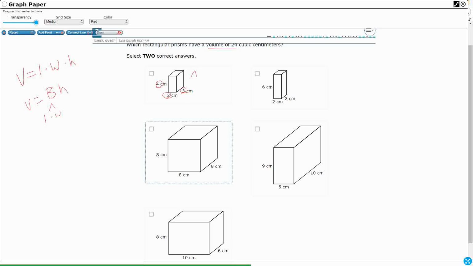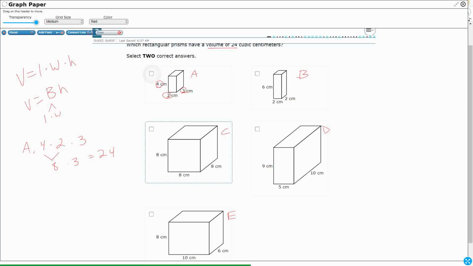All right, so length times width times height means that we just need to multiply. So let's just label this A, B, C, D, and E, and let's get to multiplying. We're looking for two that have a volume of 24 cubic centimeters. All right, so A is going to be 4 times 2 times 3. Now, what I find here is, just multiply two of them that are easy. They can be right next to each other, or they don't have to be, right? That's going to be 8 times 3. That's going to equal 24.